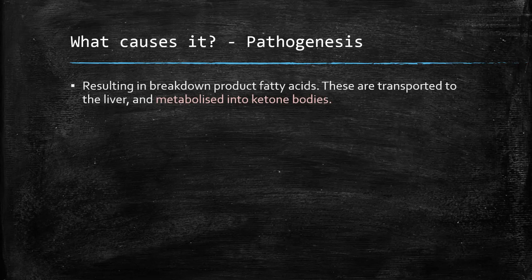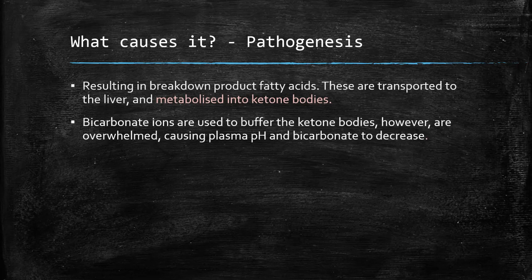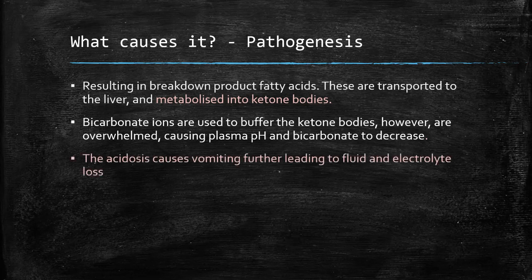Now, what's so bad about lipolysis? Well, once these fats are broken down, they are broken down into fatty acids. Now, these fatty acids, for them to be made use of, have to be transported to the liver and converted into ketone bodies. As you can see, here is where the problem starts. Because these ketone bodies are acidic, bicarbonate ions are used to buffer them. However, they are often overwhelmed, causing plasma pH and bicarbonate to decrease, causing the metabolic acidosis.